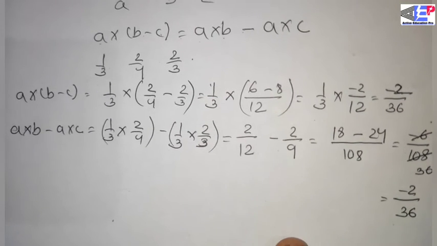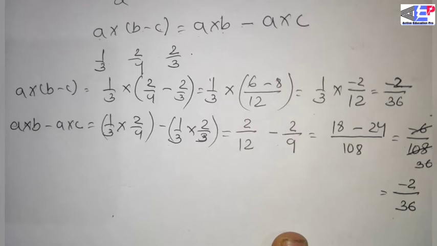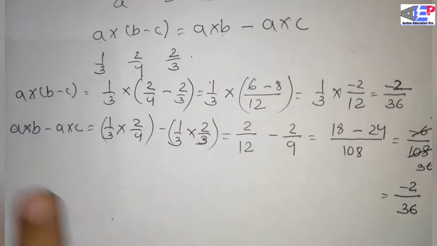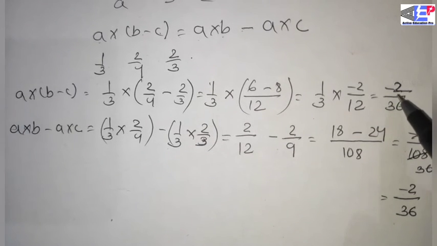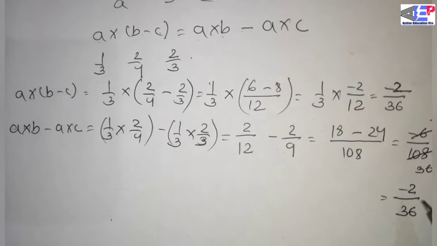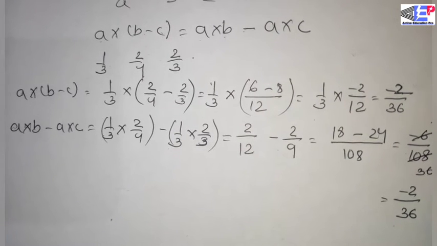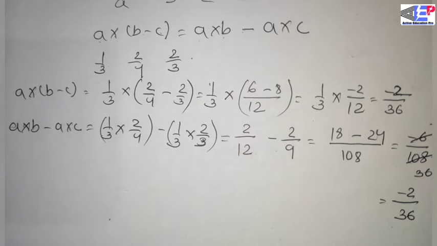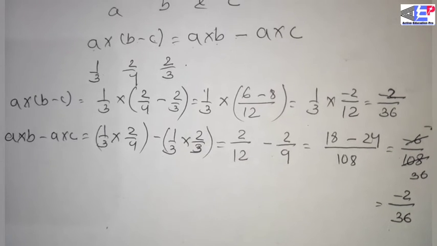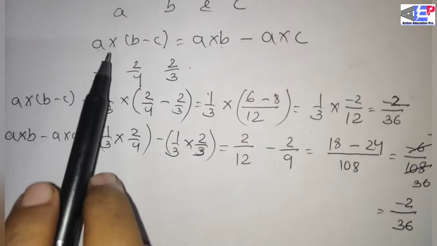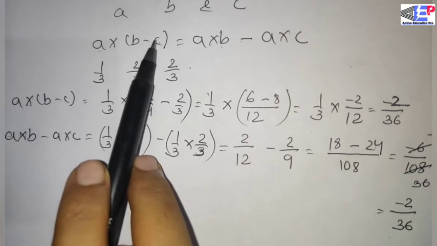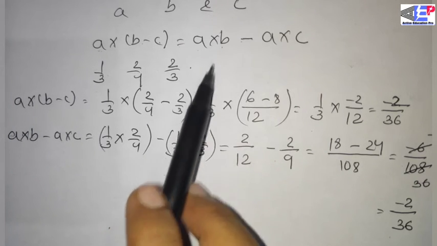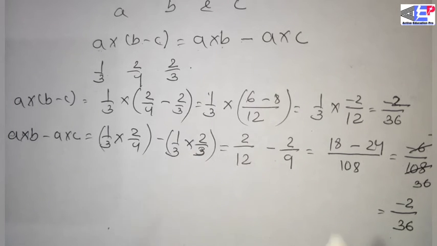Check. Multiplication over subtraction. Left side answer is minus 2 by 36. Right side answer is also minus 2 by 36. Both are equal. They are not different. So it follows the conditions A cross B minus C is equal to A cross B minus A cross C.